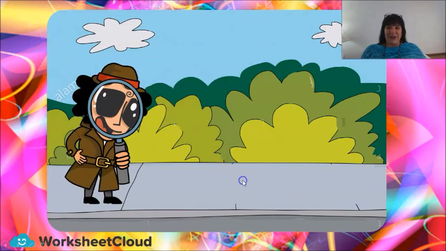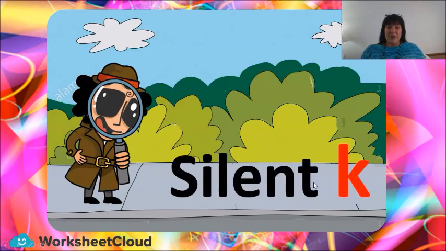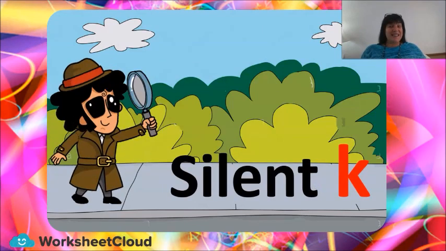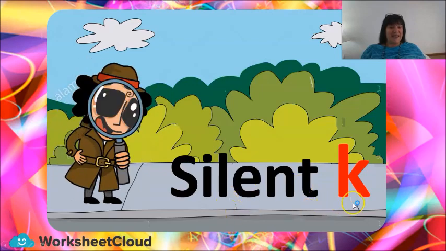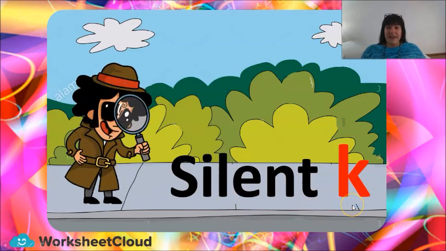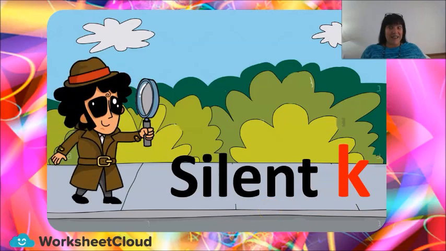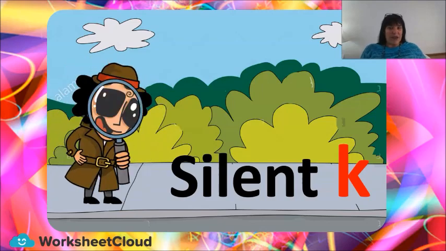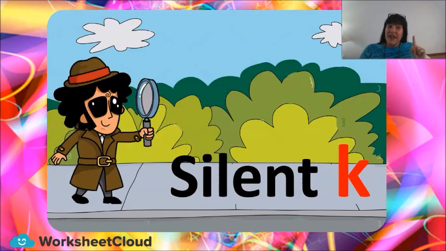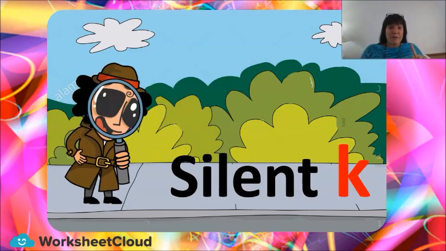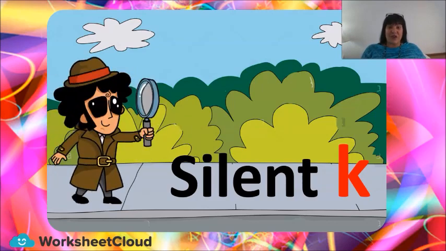Let's have a look. The first one we're going to do is the silent K, the kicking K. Some children like to call it the kicking K sound. But these ones are silent. They don't say a word. I don't even know why they are in the words. But they're there, and you have to remember that they are in the words.